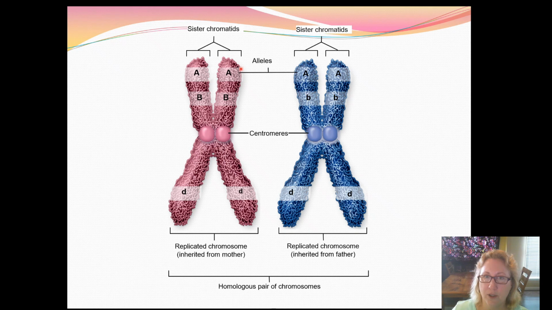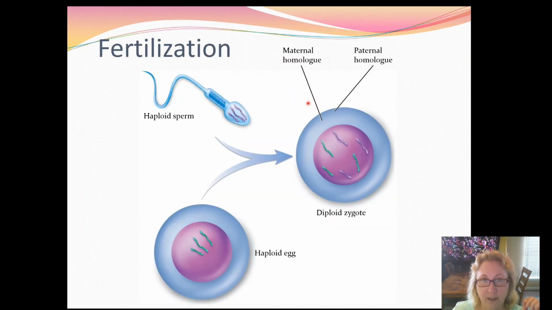So for the first gene, for the A gene here, they do have the same allele. But for the B gene, this chromosome has the dominant version of that allele, and this chromosome has the recessive version of that allele. Just generally, we represent dominant alleles with capital and recessive ones with the lowercase, although, as we'll see, that's not always the case either.